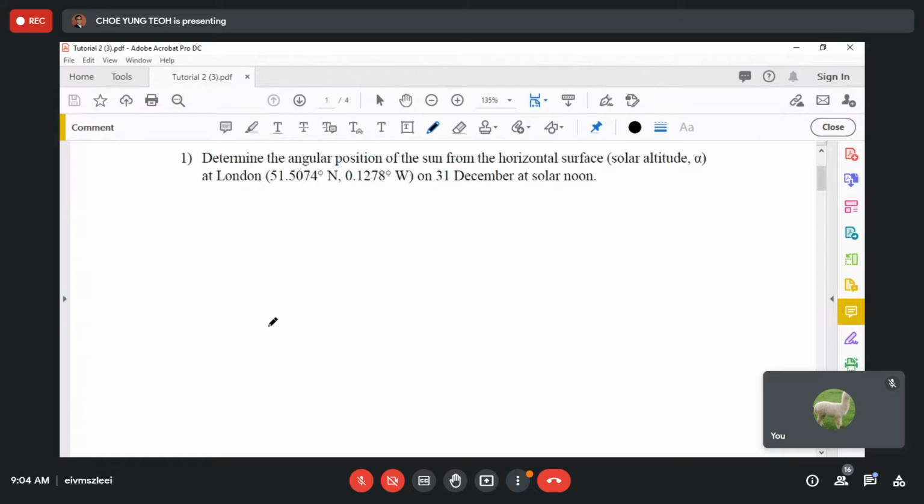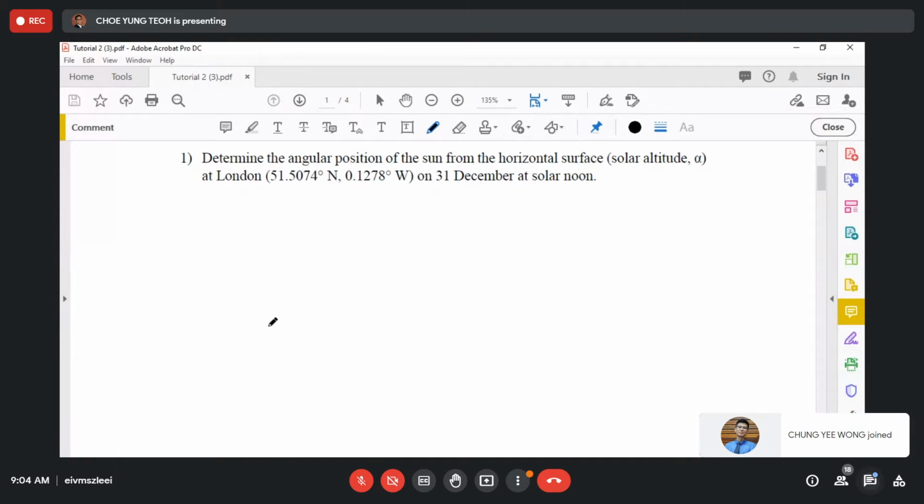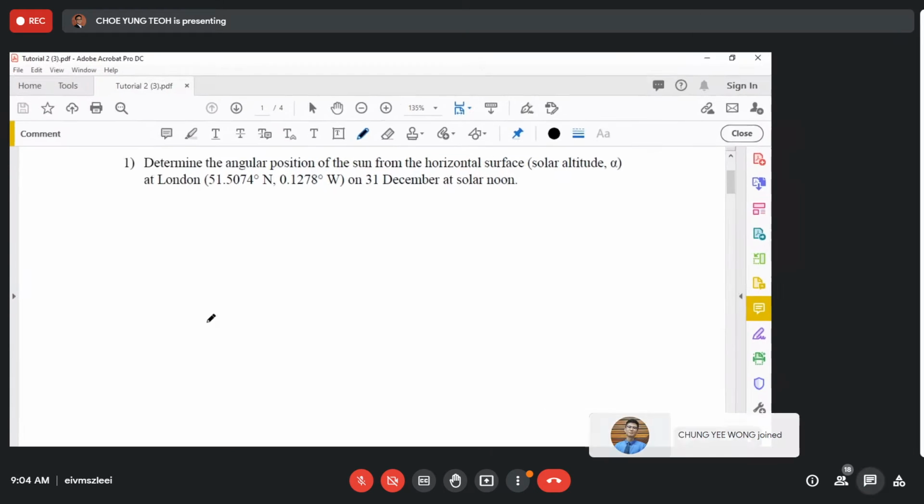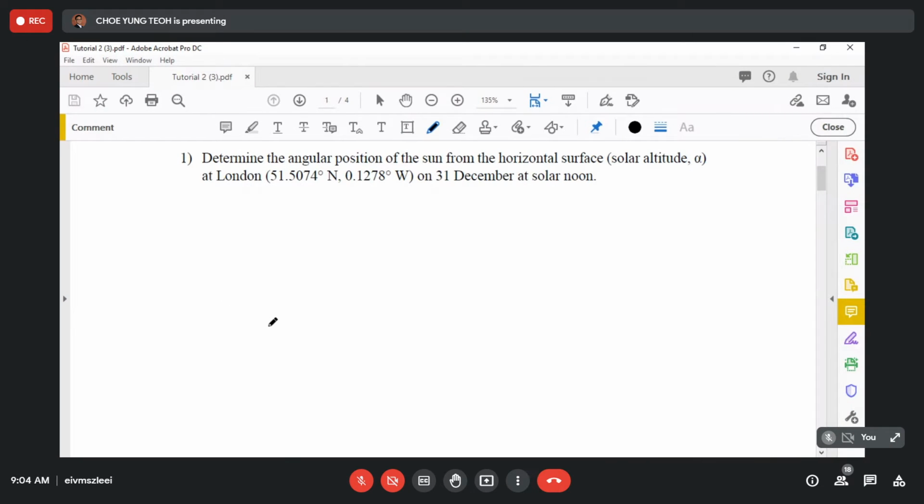Okay, this question is about determining the angular position of the sun from the horizontal surface, which is the solar altitude, at London on 31st of December at solar noon. Maybe you can get the equation for altitude angle first, and then see what information you actually need to get the answer.